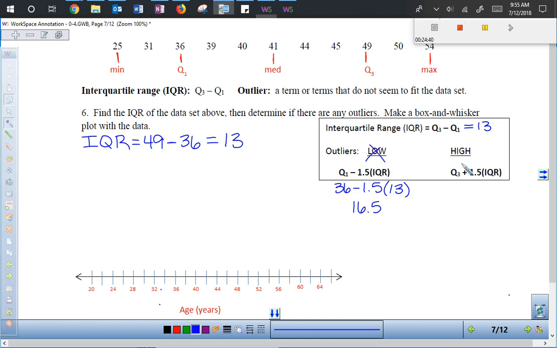Now the high outliers is very, very similar to finding the low outliers, but instead of the first quartile, we're going to use the third quartile. And instead of subtracting, we're going to add. So the third quartile is 49 plus 1.5 times my interquartile range, which is 13.